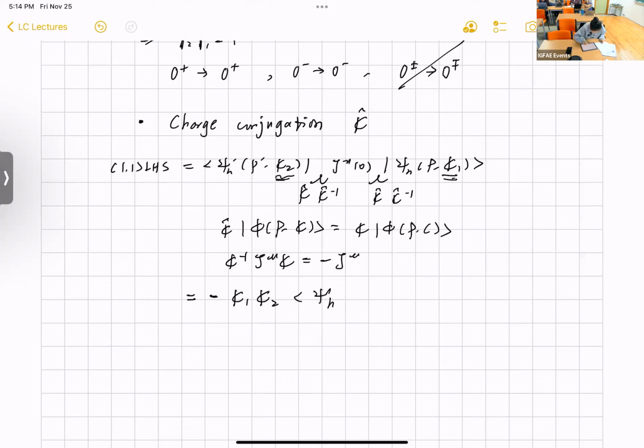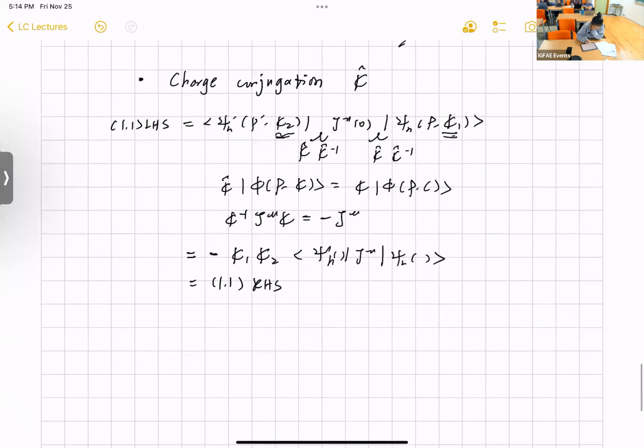And then, I will not write what is in the bracket. Of course, this should equal the right-hand side of equation 1.1. So what does this tell us? This tells us that the product of the charge conjugation for the initial and the final meson should be negative one.